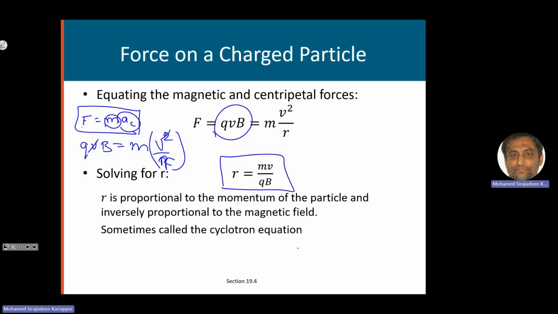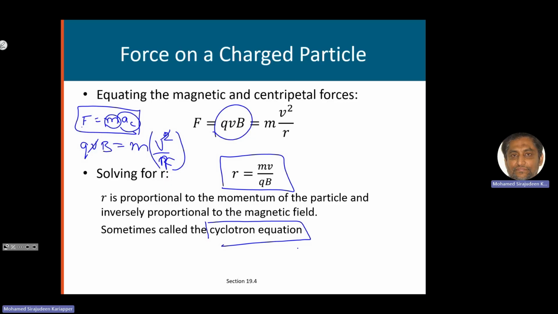given by this equation. And this equation also has a name, the cyclotron equation, because it's a cycle. It is going in a cycle, right? In a magnetic field, this charged particle is moving in a cycle. So there is a certain experimental setup, which has a lot of practical application, called the cyclotron. So this is called the cyclotron equation.